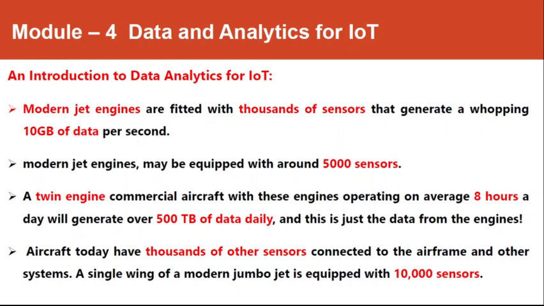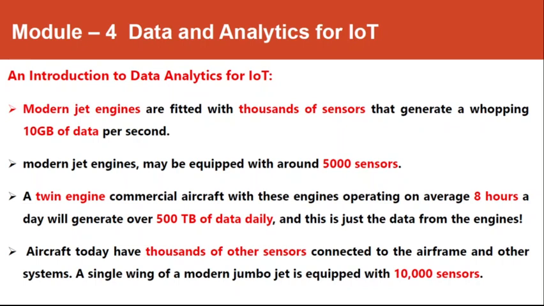A twin engine commercial aircraft with these engines operating on average 8 hours a day will generate over 500 TB of data daily. And this is just the data from the engine. Aircraft today have thousands of other sensors connected to the airframe and other systems. A single wing of a modern jumbo jet is equipped with 10,000 sensors. So we cannot imagine the data generated by a single aircraft engine, and there are so many aircraft engines working every day.